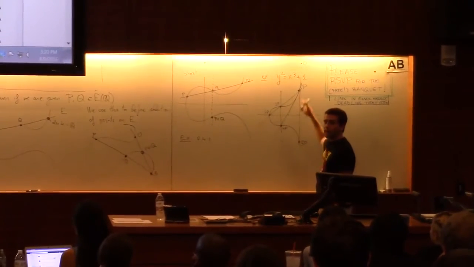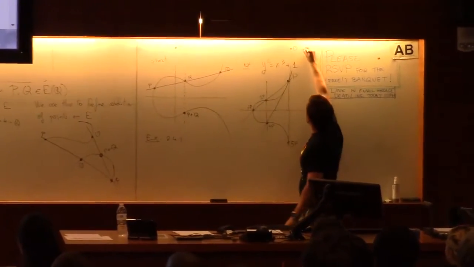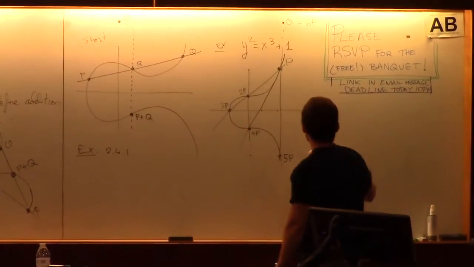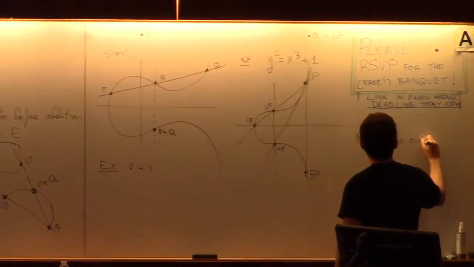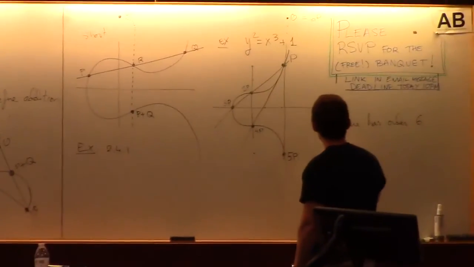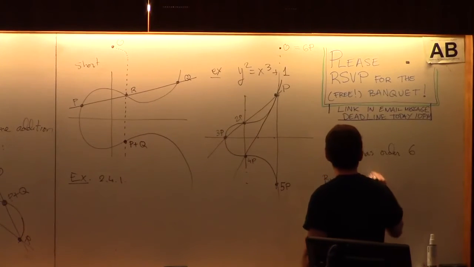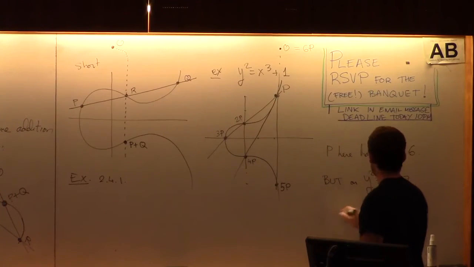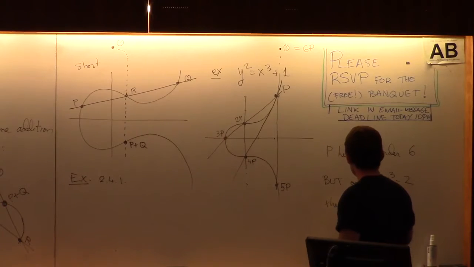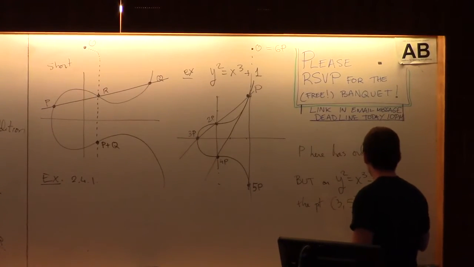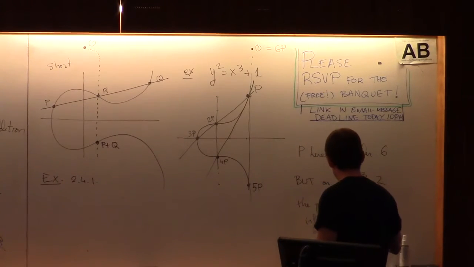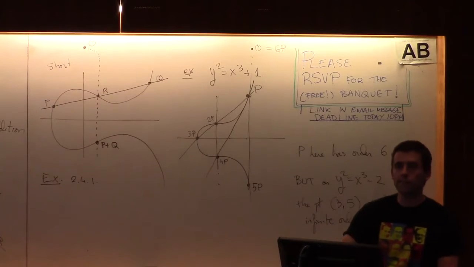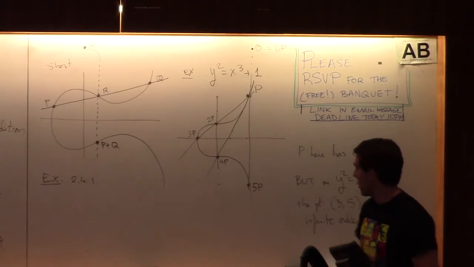What happened here is that I started doing that, and I came back to O. So this was 6p. Okay, so p here has order 6, but on y squared equals x cubed minus 2, the point 3, 5 is of infinite order. How did we prove that? Well, that's a little tricky, but we'll get to that.